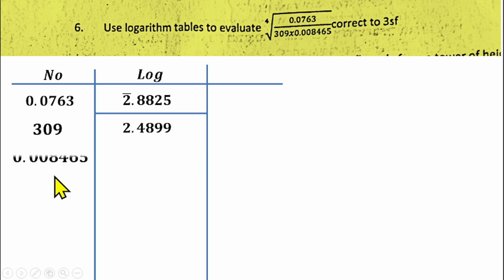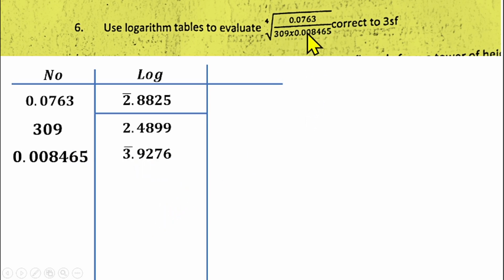Then the next number is 0.008465. What's the characteristic of this number? The characteristic is bar 3. You now go and check your logarithm table: 84 under 6, difference 5. Check 84 under 6, and whatever you get, check difference 5 and add it to that. So the characteristic is bar 3, and you have bar 3.9276.